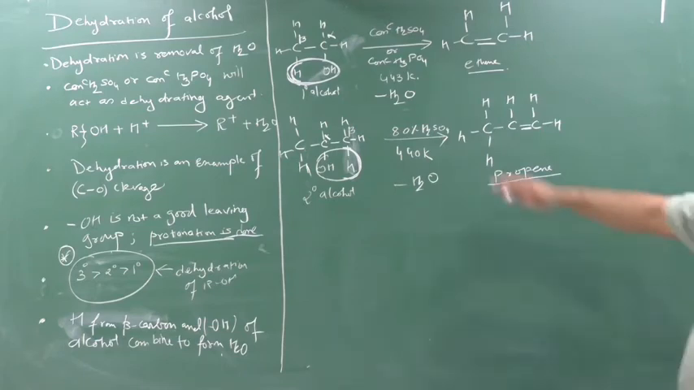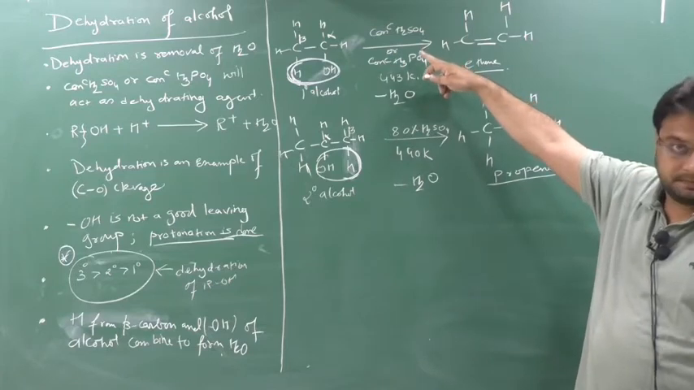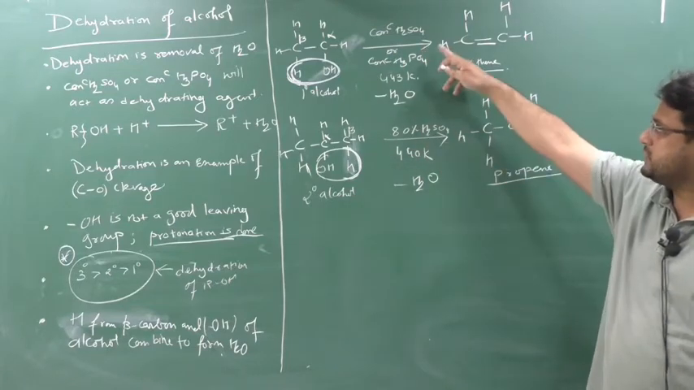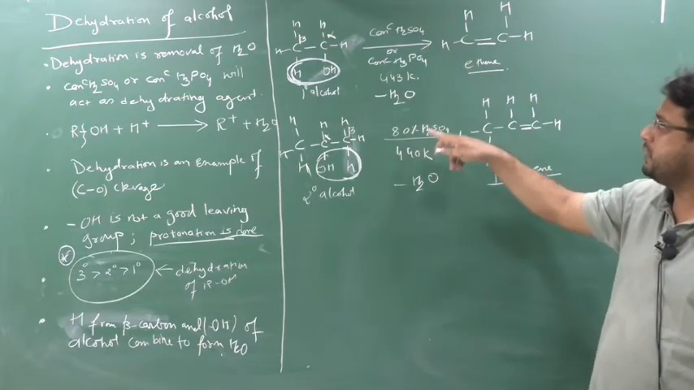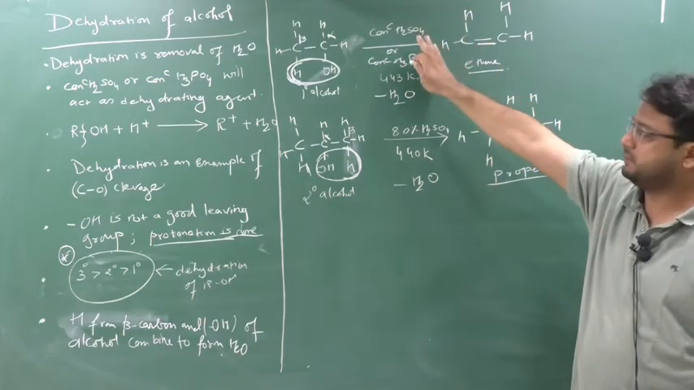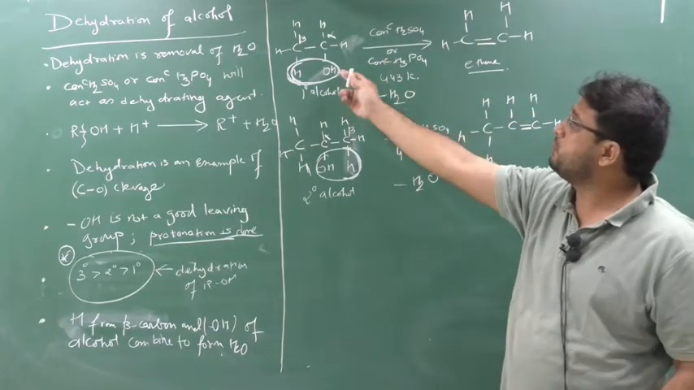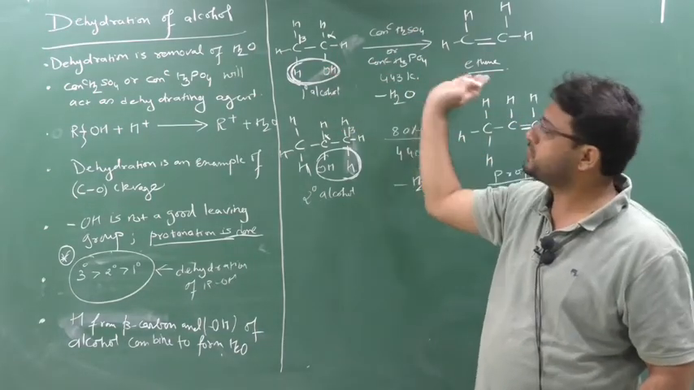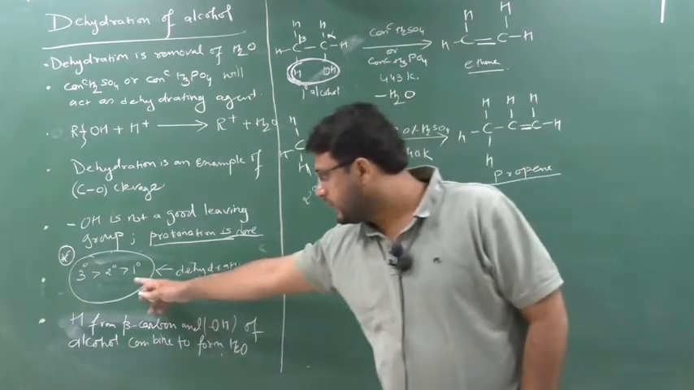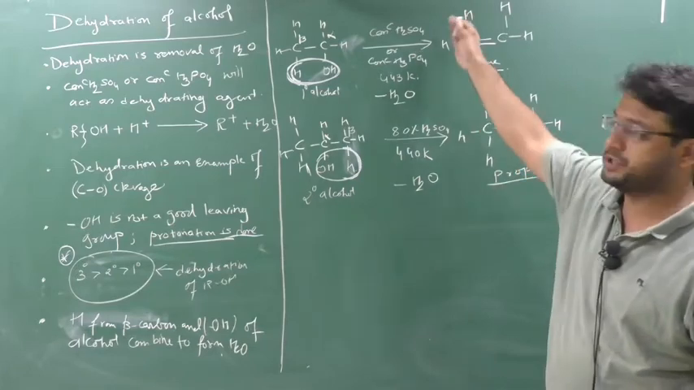Now see here. You compare, in 1 degree alcohol we required concentrated sulfuric acid. But when we come to the 2 degree alcohol, this condition reduced. Why did this condition reduce? Here we are supplying concentrated sulfuric acid, then only work was done. Means your power was more. Means it was difficult to remove this OH, because it is formation of 1 degree carbocation, and 1 degree carbocation is least stable. So when it is least stable, you have to supply harsh conditions.